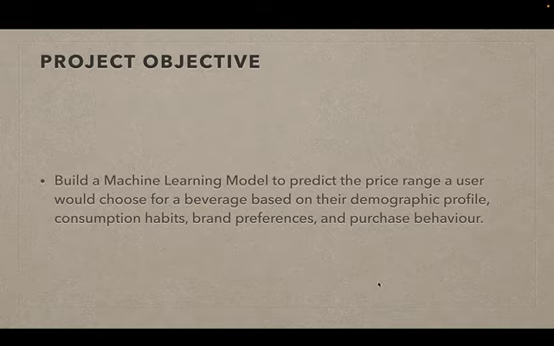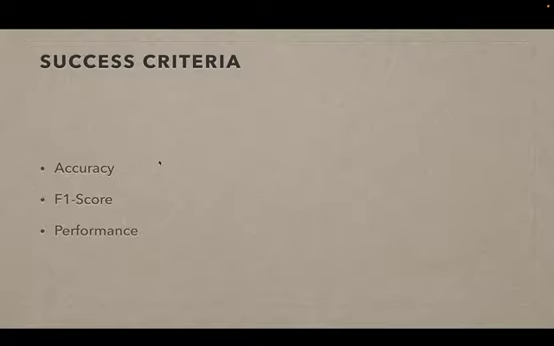First is the project objective. Here we'll build a machine learning model to predict the price range a user would choose for a beverage based on their demographic profile, consumption habits, brand preferences and purchase behavior. The success criteria here are high accuracy and F1 score, and performance, where the model should be able to predict the target as quickly as possible.